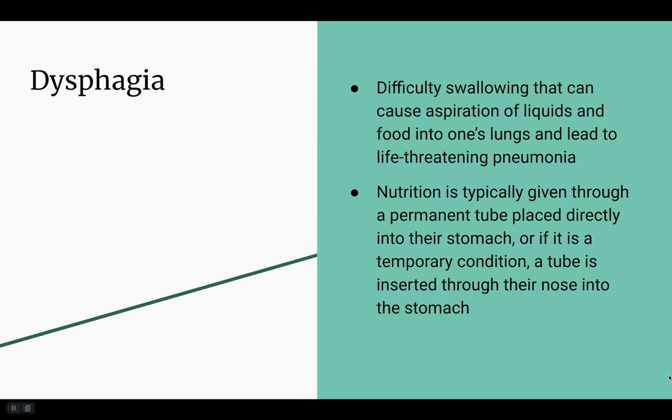Dysphagia refers to difficulty swallowing that can cause aspiration of liquids and food into one's lungs and lead to life-threatening pneumonia. Individuals with severe dysphagia may never be able to eat or drink anything without risking pneumonia. Their nutrition is typically given through a permanent tube placed directly into their stomach, i.e., a PEG tube, or if it is a temporary condition, a tube is inserted through their nose into the stomach, i.e., an NG tube.